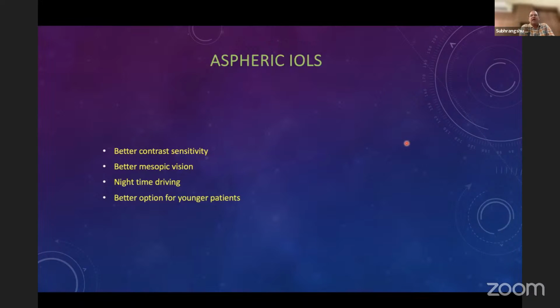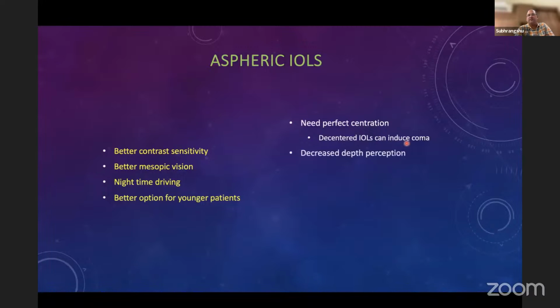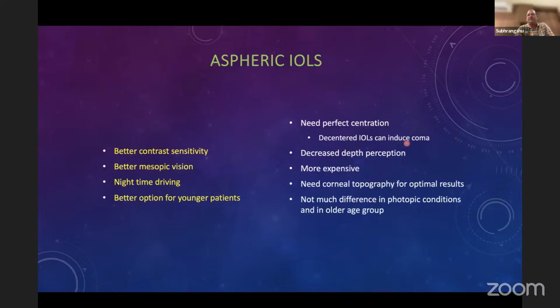So aspheric IOLs have better contrast sensitivity, better mesopic vision, aid in nighttime driving, and they are definitely better options for the younger patients. But of course, they need perfect centration. Decentered aspheric IOLs can induce coma. They decrease the depth perception. They are more expensive. They need corneal topography for optimal results, and there's not much difference in photopic conditions and in the older age group.